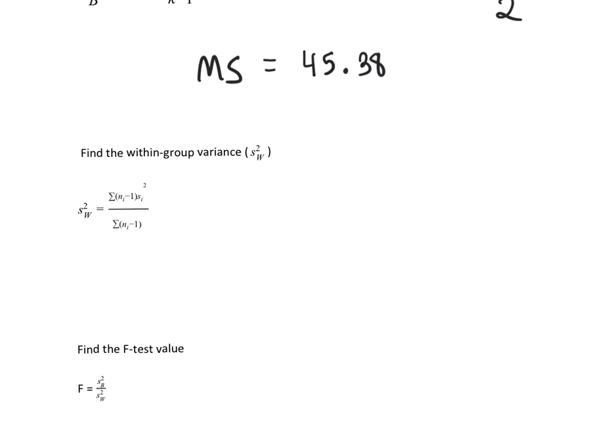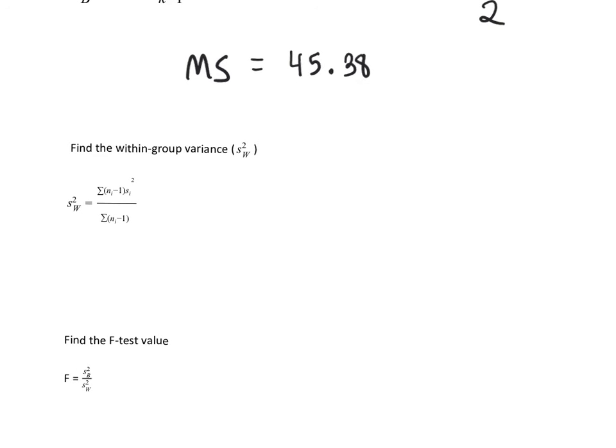The within group variance is the summation of (n sub i minus 1) times the sample variance, all over the summation of the (n sub i minus 1). In this case, the bottom says the sum of all the sample sizes minus 1. Well, each one is 6, so I'm really just adding 5 three times: 5 for the first, 5 for the second, 5 for the third, because it's 1 less than the sample size. For the top, take 1 less than the sample size and multiply it by its variance.